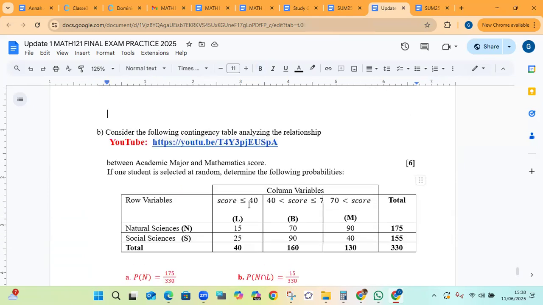So you can use this guide, Math 1-to-1 final exam practice 2025, to prepare for your final exam, which is on the 16th. Focus on what is there.